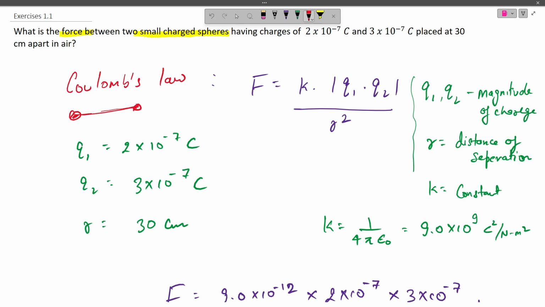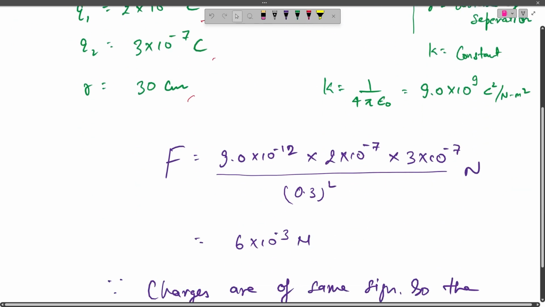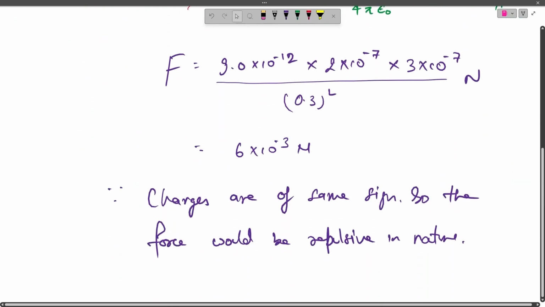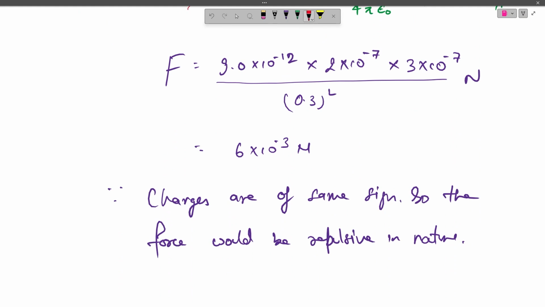Now here in this question we have been given the values of those two charges and the distance separating them. So we can easily substitute these values in the equation, and then we can find out the force. So substituting these values, we get force equal to 6 × 10^-3 Newton.